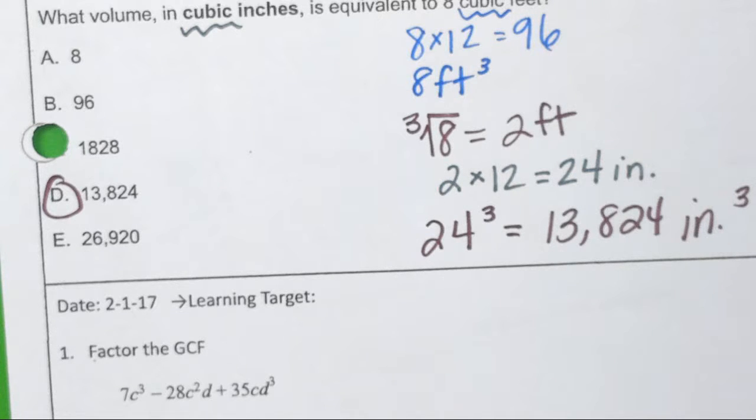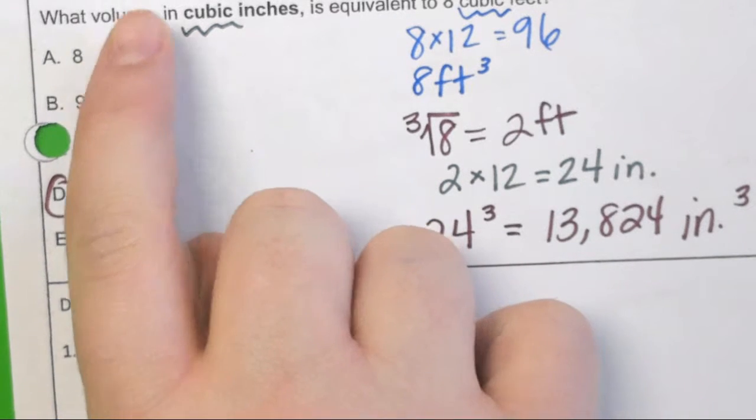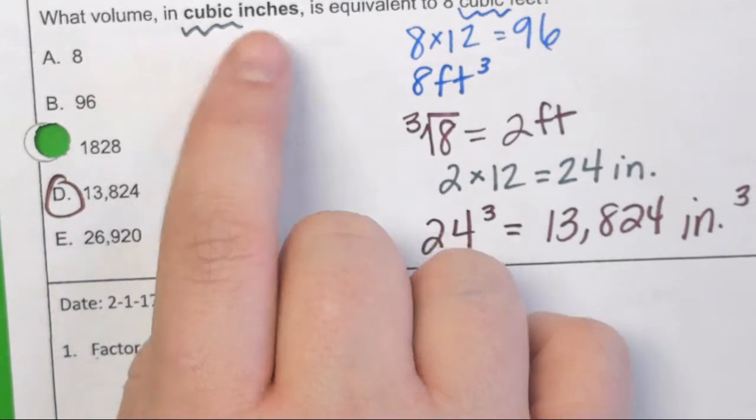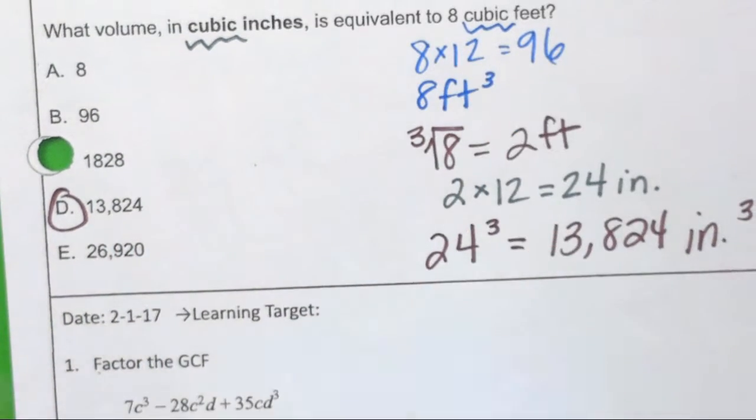Let's talk about what they could do in the future to make it different. Instead of saying volume, they could say area, which instead of being cubic inches, it would be squared inches and squared feet. So we wouldn't undo the cube, convert, and then redo the cube. Instead, we would undo the square, convert, and then redo the square. So there's potential to make it a little funkier.